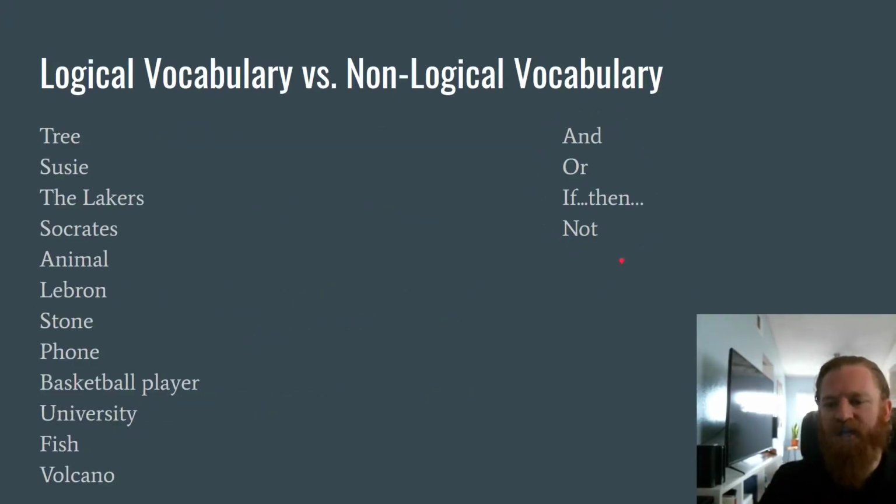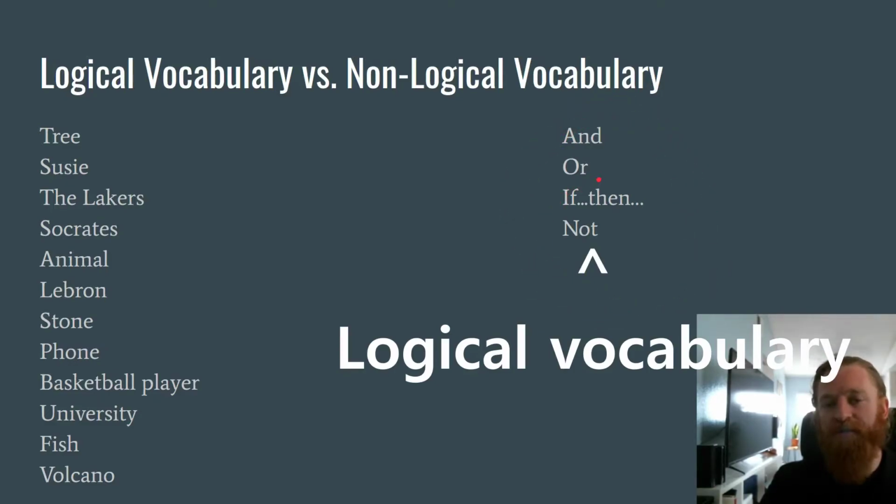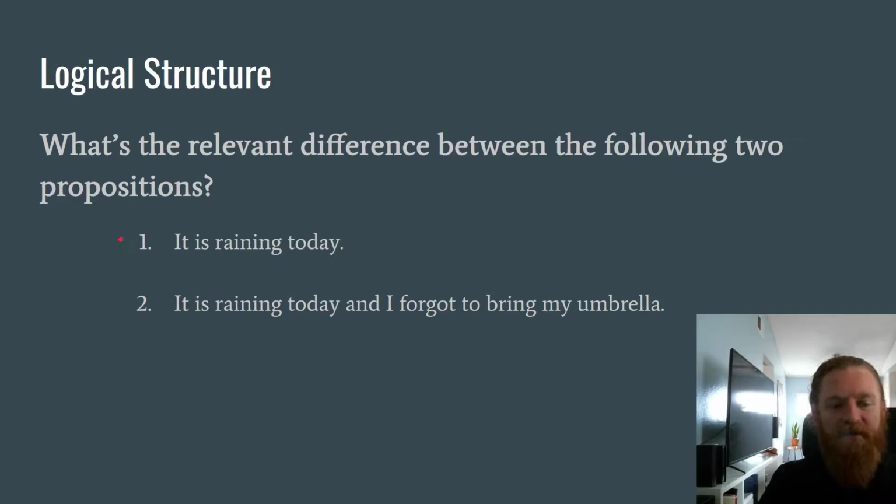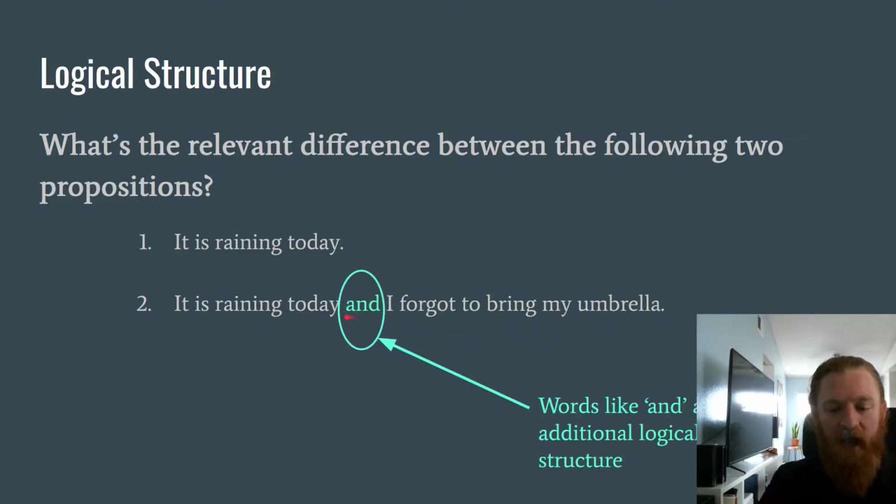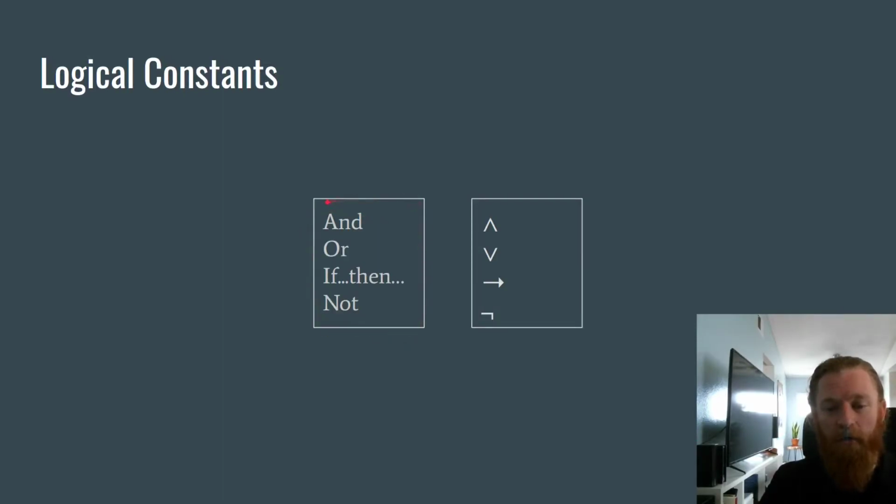Logicians have noticed that as a general matter, these words can be understood as propositional functions. That is, input other propositions and you output a new proposition with more logical structure. Compare propositions 1 and 2 and notice that 2 has more logical structure than 1. That is to say, the truth value of 2 depends on the truth value of it is raining today on the one hand, and then I forgot to bring my umbrella on the other hand. So we say that words like and introduce additional logical structure. In order to capture the idea that these logical words introduce logical structure, we're going to give them special symbols depicted over here on the right.